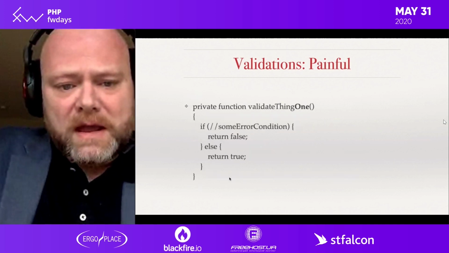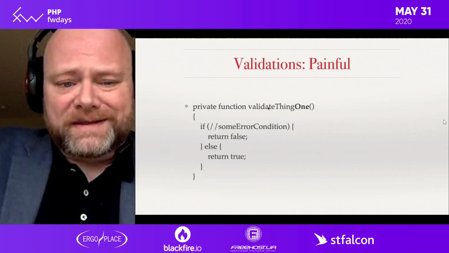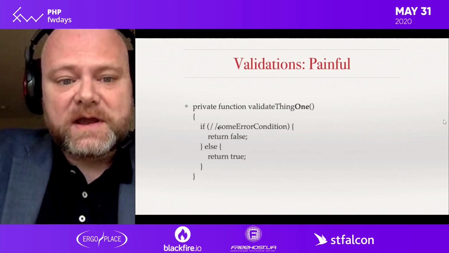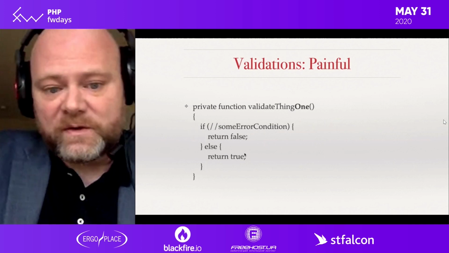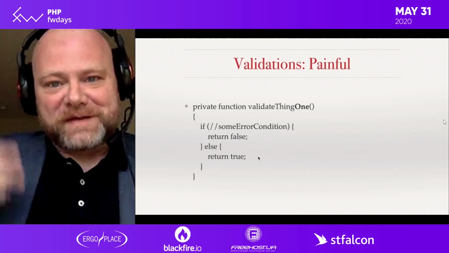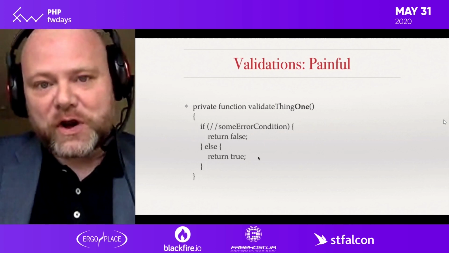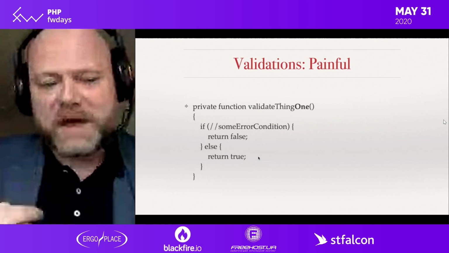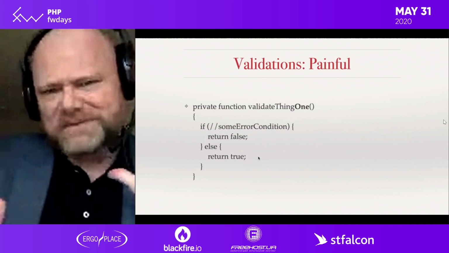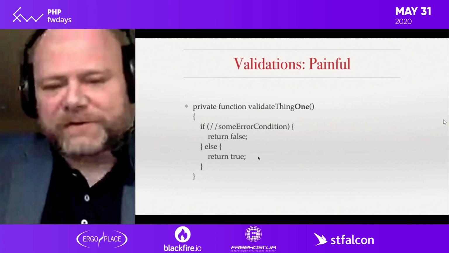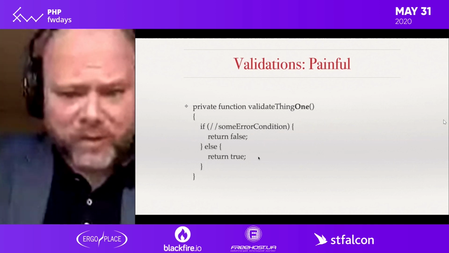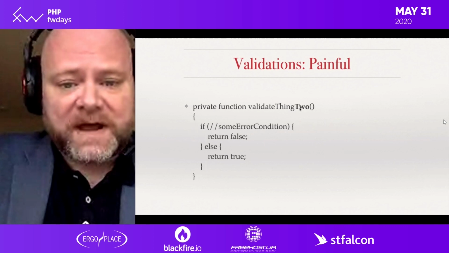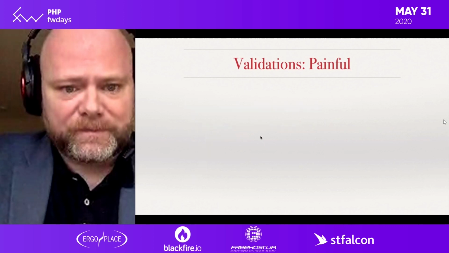Now each validation method might look like this, right? It'll return false if an error condition happens, or return true. Now, a simpler way that code would be return some error condition. So it will only be one line. But if you do that, the code becomes a little bit less readable. These are a couple ways to do it. So same thing for validate thing 2, validate thing 3.